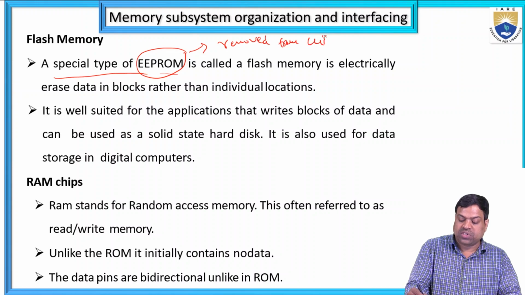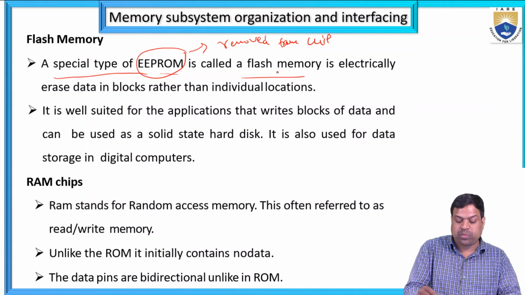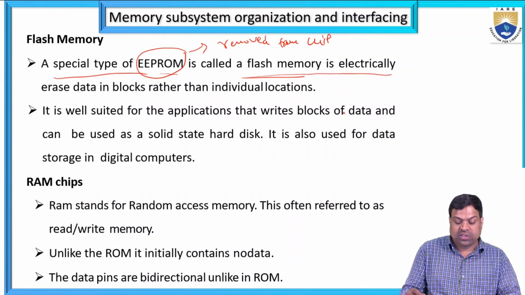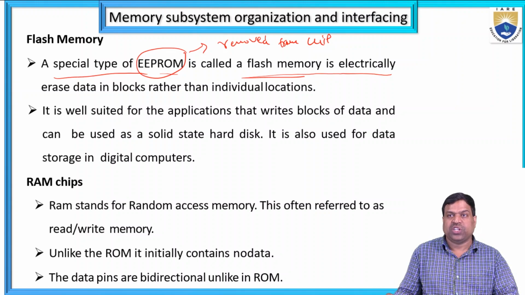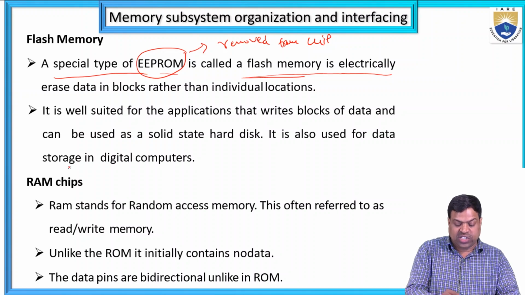The advantage of EEPROM is that it can be easily removed from the chip. A special type of EEPROM is called flash memory. What is the advantage? It is electrically erased in blocks rather than individual locations. It is well suited for applications that write blocks of data and can be used as a solid state hard disk. It is also used for data storage in digital computers.